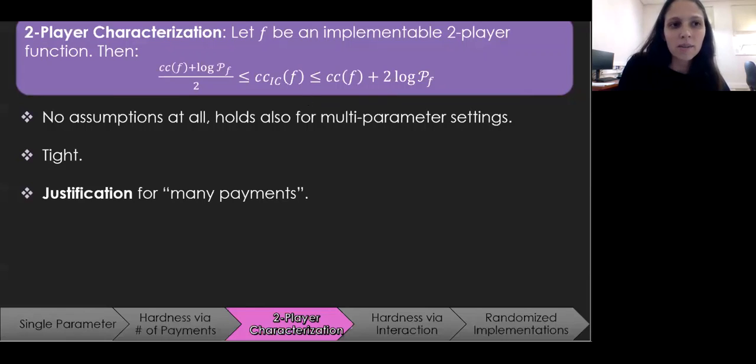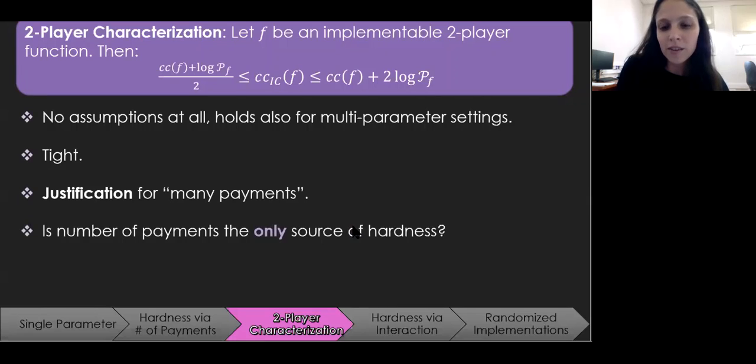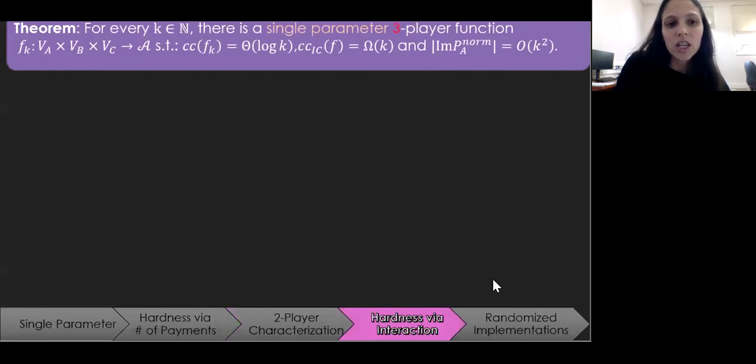Okay. So the next question we're interested in is, can you make a function hard even though the number of payments is small? We show that there is such an example, as written below. So now we want to prove that there exists a function such that computing it requires log k bits, implementing it requires at least k bits, and the number of payments is relatively small, in the sense that it is polynomial in k and not exponential in k.